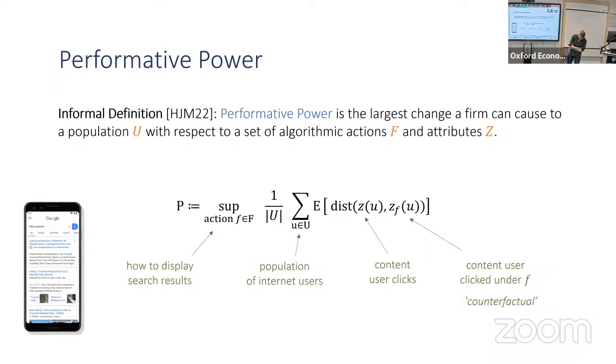I think so. If you want to investigate performative power, you would pick a population you're interested in. And I think what you said is that depending on what this population is, the measure of power is very different. So it's the power of a firm, but it's not just the power of a firm, right? It's the power of a firm with respect to a set of actions and a population of interest. It's like this type signature for power, which I think is quite powerful.